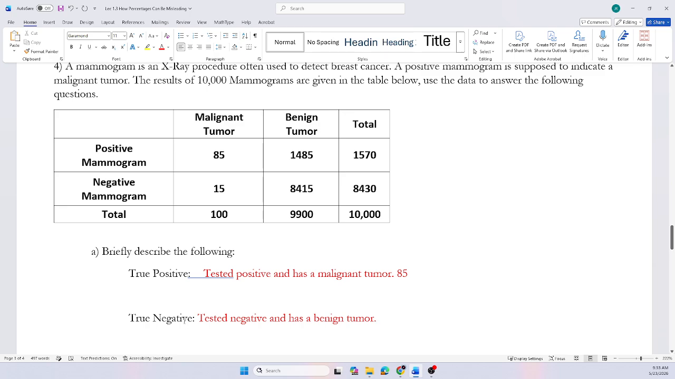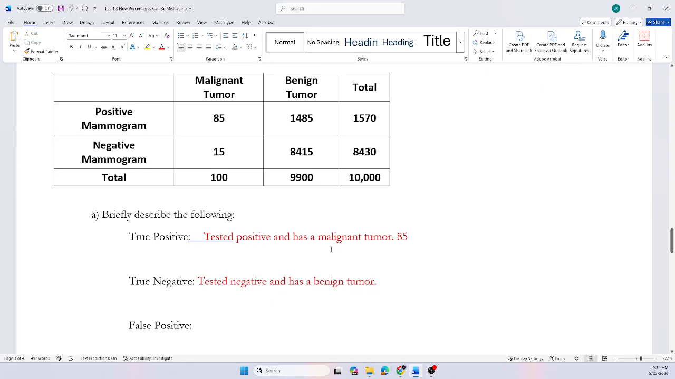So it's called a true negative in that it's negative because the patient tested negative. It's true in that the negative test result is correct. And if we look at our table here, there are 8,415 people who tested negative and have a benign tumor.